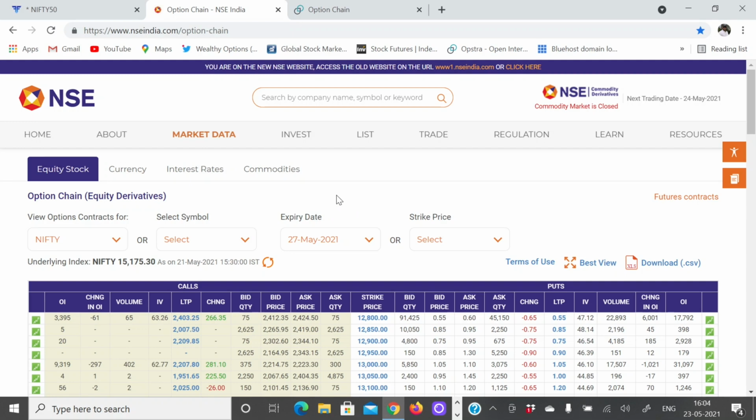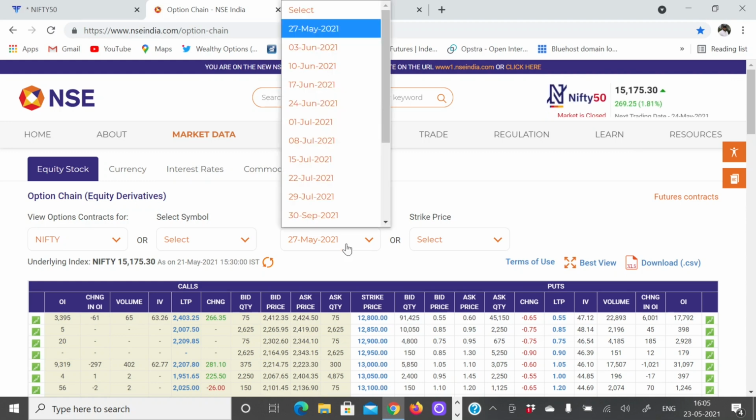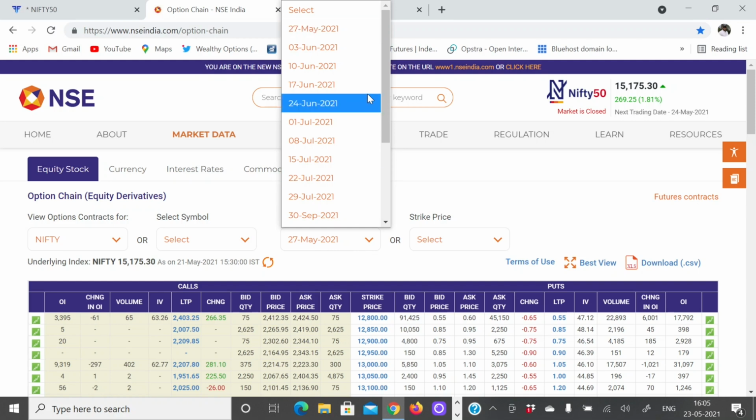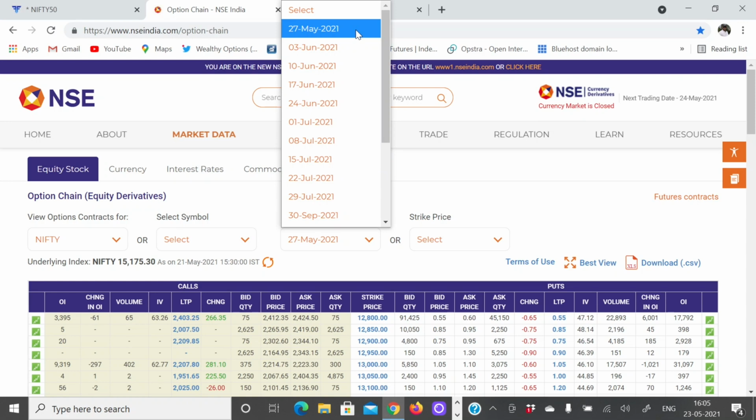index. After selecting an index or stock, now you need to choose the expiry date for which month you want to see the option chain. Once you click on this drop down list, you can see the contracts available for 27th May, 3rd June, and for next weeks and months. And as I explained in my earlier video, all the index options have both weekly and monthly contracts, and all the stock options have only monthly contracts.